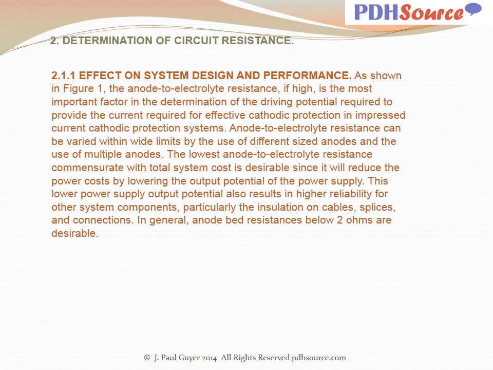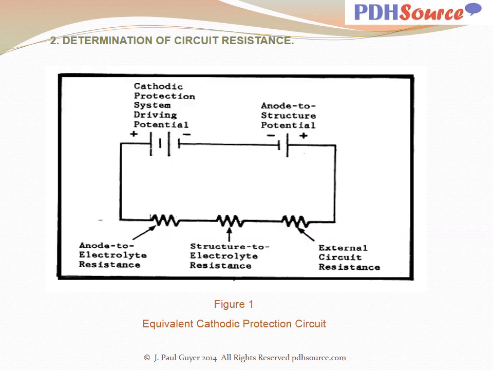Anode to electrolyte resistance can be varied within wide limits by the use of different sized anodes and the use of multiple anodes. The lowest anode to electrolyte resistance commensurate with total system cost is desirable, since it will reduce the power costs by lowering the output potential of the power supply. This lower power supply output potential also results in higher reliability for other system components, particularly the insulation on cables, splices, and connections. In general, anode bed resistances below 2 ohms are desirable. Figure 1 indicates the equivalent cathodic protection circuit.